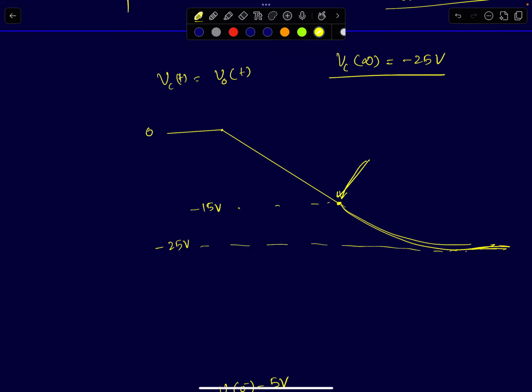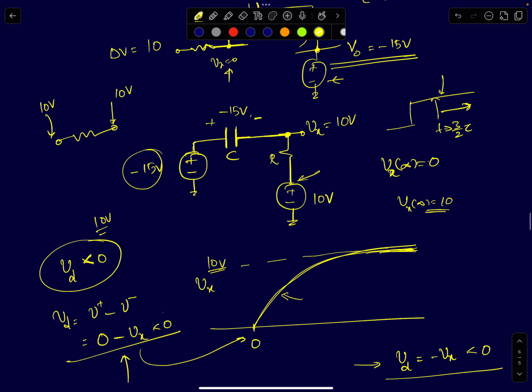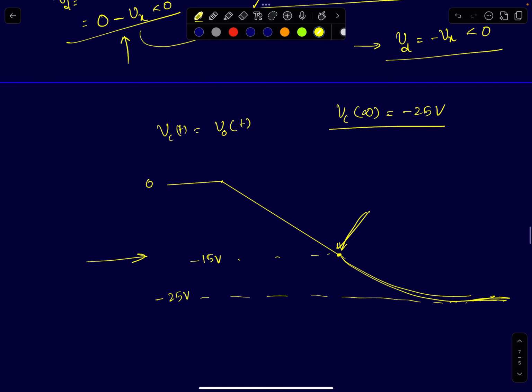This is the capacitor voltage, and the final voltage across the capacitor happens to be when this node would have reached 10 volts. So this node is at minus 15 volts, the other node is at 10 volts, so the total voltage across the capacitor will be minus 25 volts. Which means it starts off at minus 15 and then reaches minus 25, like a first order circuit. So it will go like this.